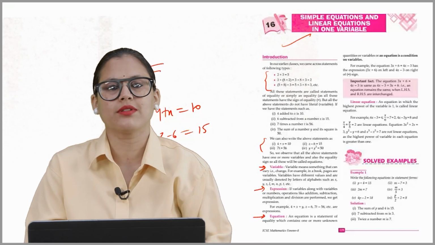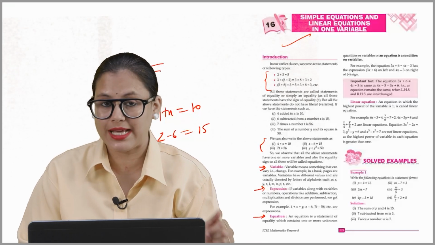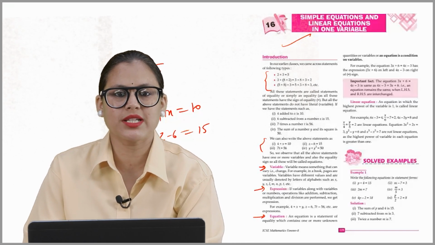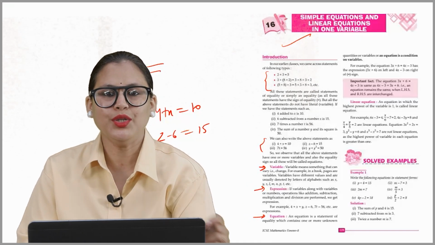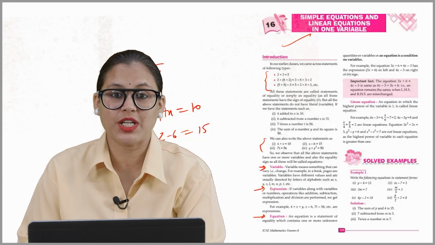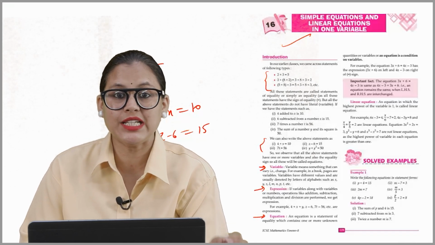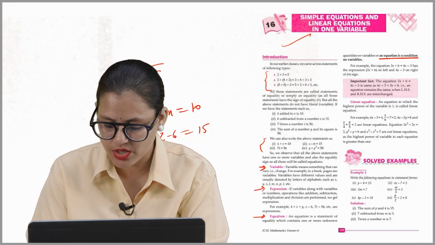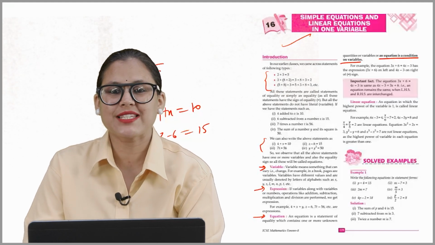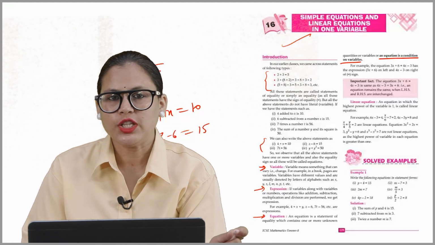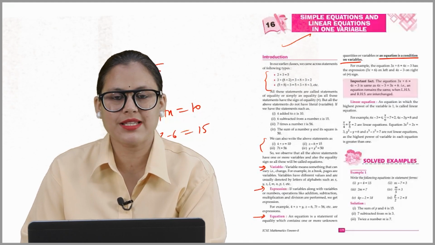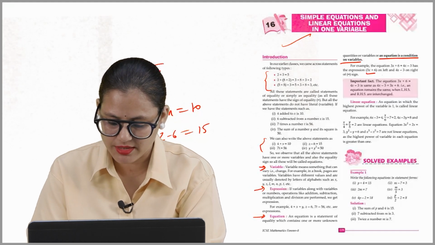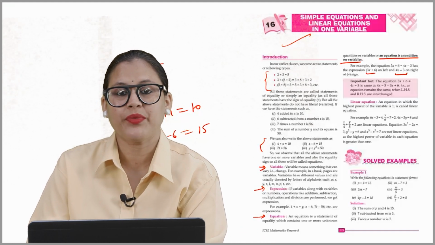And what is an equation? We have also learned about equations in our previous chapter. An equation is a statement of equality which contains one or more unknown quantities or variables, or an equation is a condition on variables. What is an equation? An equation is a condition on variables. For example, the equation 3x plus 6 is equal to 4x minus 3 has this expression on the left-hand side and this one on the right-hand side.